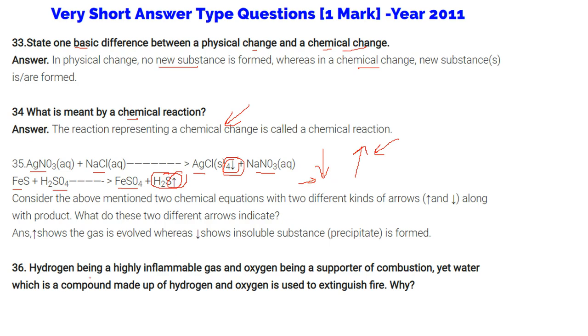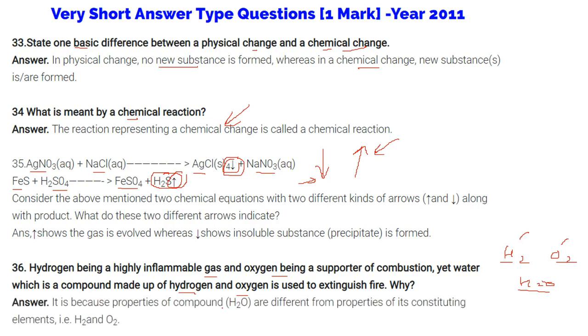water, is formed. Hydrogen being highly inflammable gas and oxygen being supporter of combustion, yet water, which is a compound made up of hydrogen and oxygen, that is H2 and O2, it gives you H2O, right? And this is used to extinguish fire, but they too are supporters of combustion. Why? Because the compound H2O has altogether different properties from H2 and O2. It doesn't mean that if H2 and O2 are combining, then the property will be transferred. No, this chemical change will have altogether different chemical properties and also physical properties.